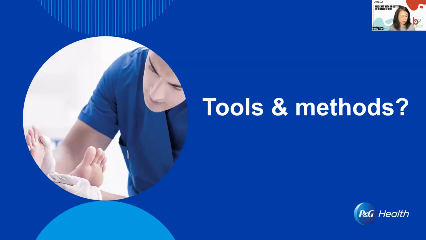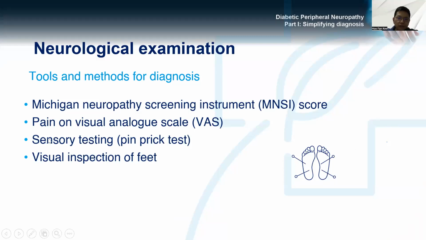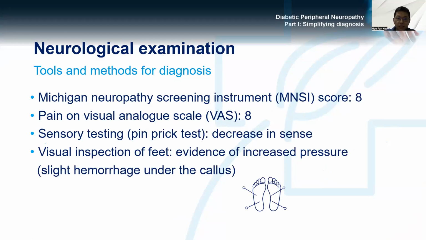Okay. So for the tool and method, of course, you can use a screening tool, a certain questionnaire, followed by sensory testing. The easy way is to use the Michigan Neuropathy Screening Instrument, the MNSI score, or a VAS, which is a visual analog scale. Of course, you can use the pinprick, something like the orange stick, or visual inspection over the feet.